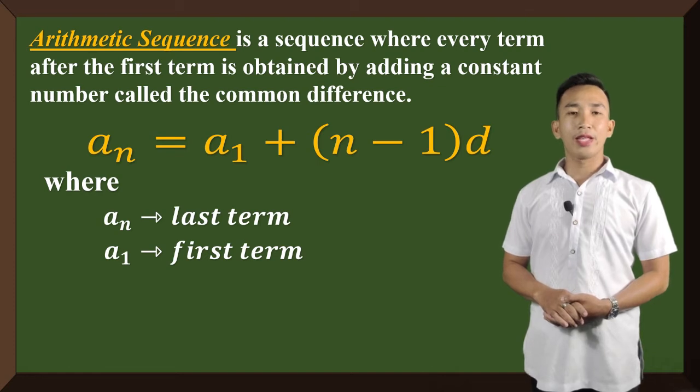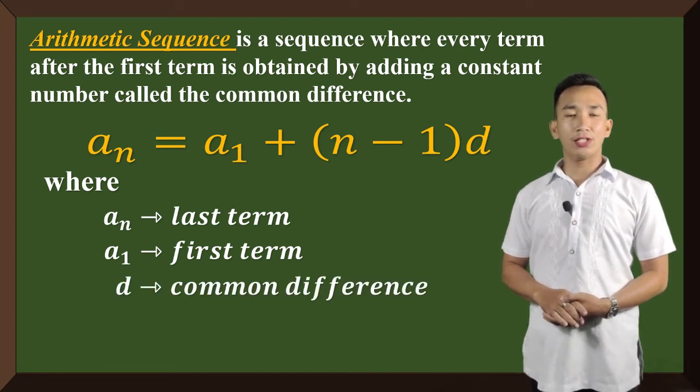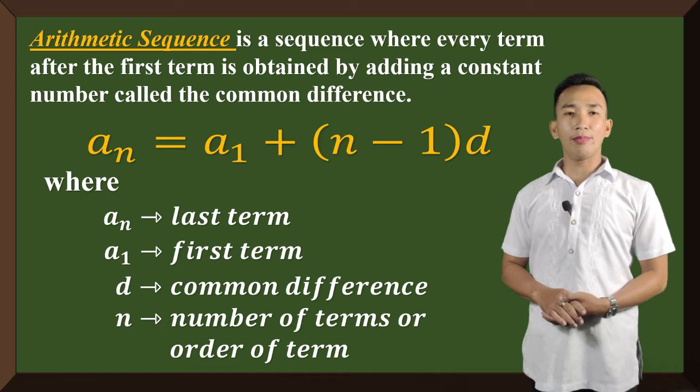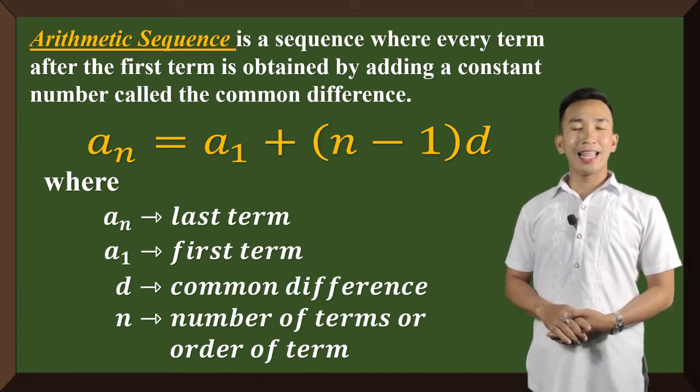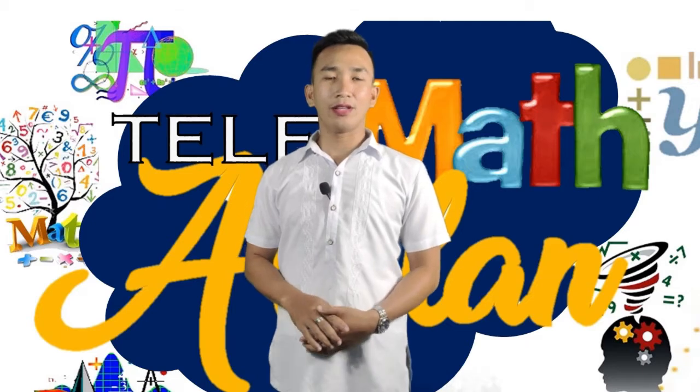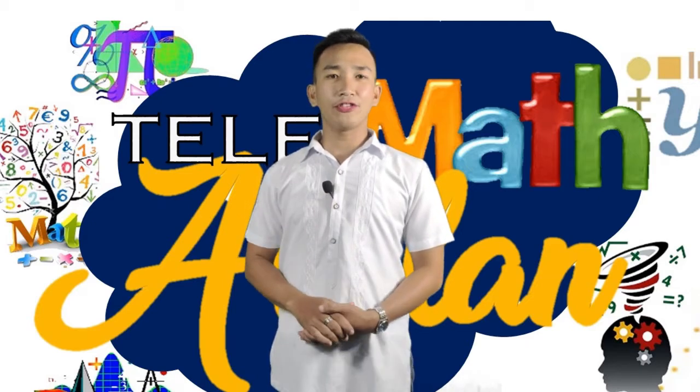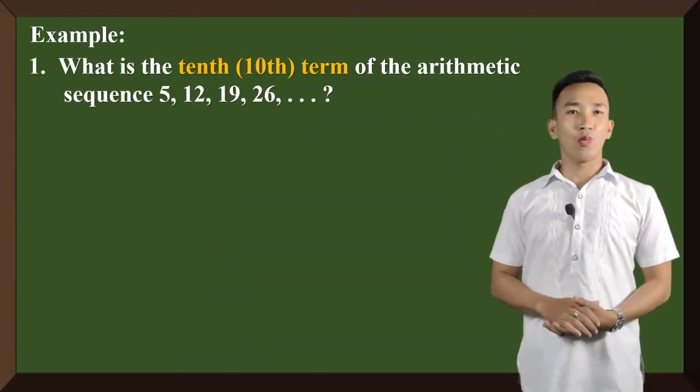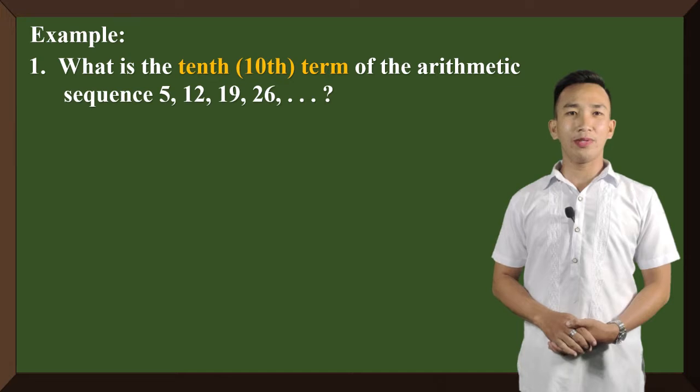First term, d is the common difference, and n is the number of terms or order of terms. Let's have the following example. First, we have to determine the last term or the nth term of the sequence. Example: what is the 10th term of the arithmetic sequence 5, 12, 19, 26, and so on?